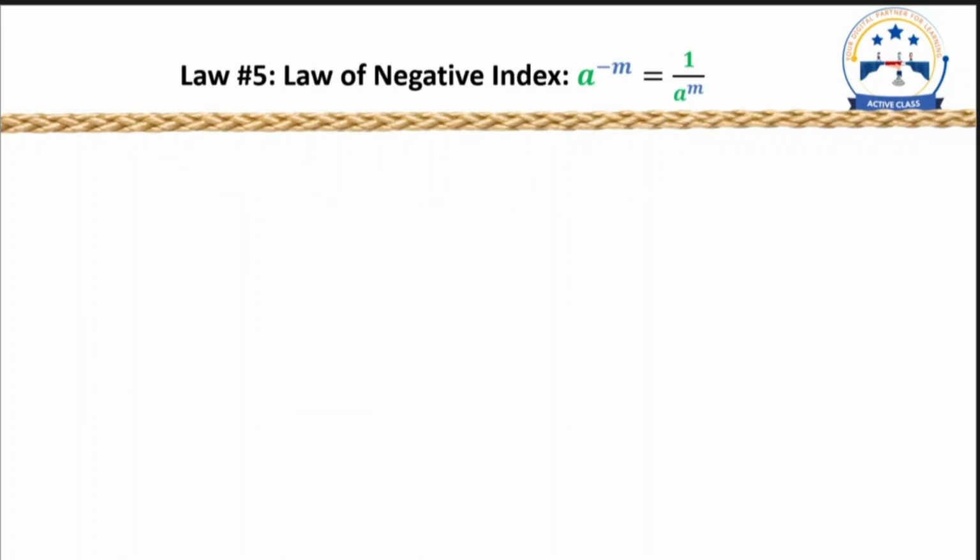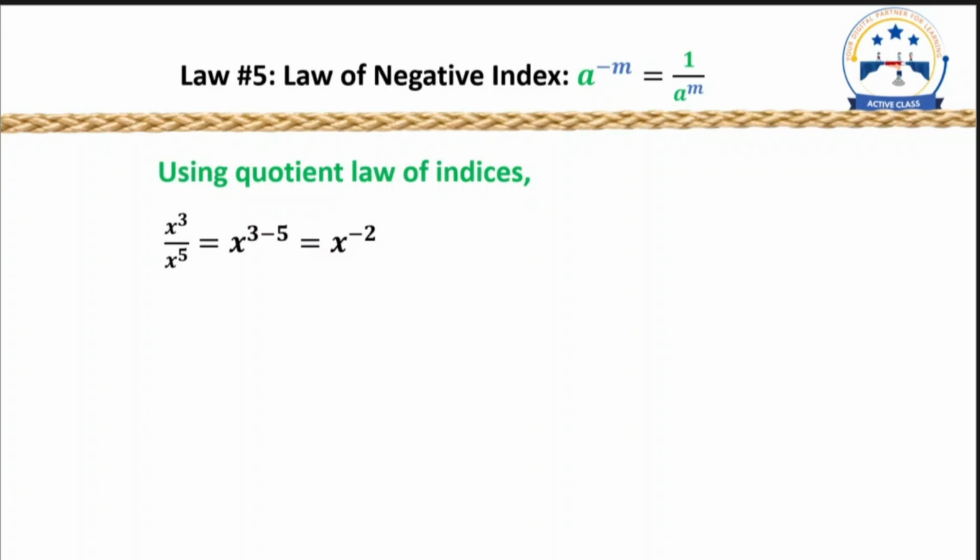The fifth law is the law of negative index. What happens if we get a negative power? Let's again explore it through an example. Using the quotient law of indices, meaning the division law of indices, x power 3 divided by x power 5 means we simply subtract the powers, right? So x power 3 minus 5, which is x power minus 2.